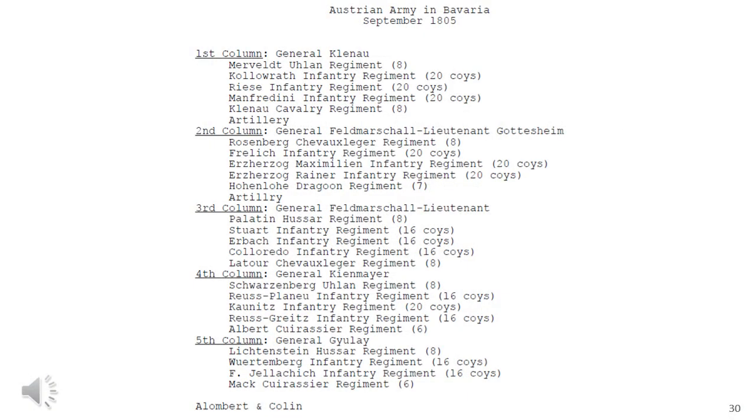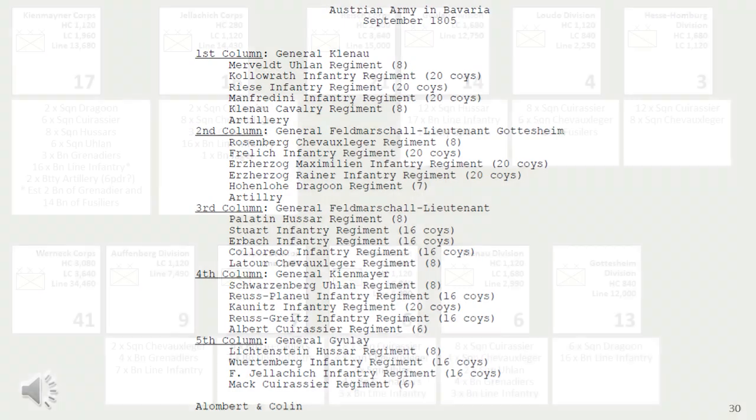The source I primarily use here is Niehorster. I will include a link to all the sources that I used in this video in the description here, but this just shows the first source, which I used to create the column breakdown, which is titled Austrian Army in Bavaria, September 1805.